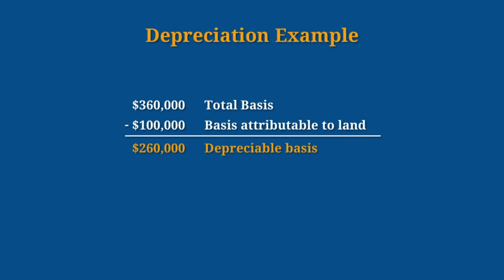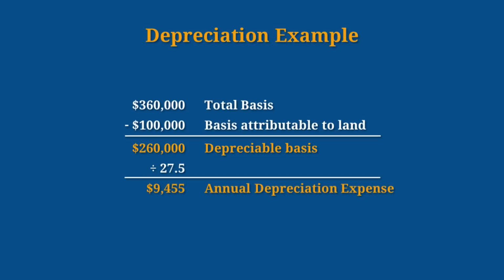And recall I said the IRS treats residential real estate as depreciating over 27.5 years. That means if you divide the $260,000 depreciable basis of the property by 27.5 years, you get an annual depreciation expense of $9,455. This is how much you'll be able to deduct in depreciation expense each year. Let's now take a quick look at how all this actually looks on your tax return.